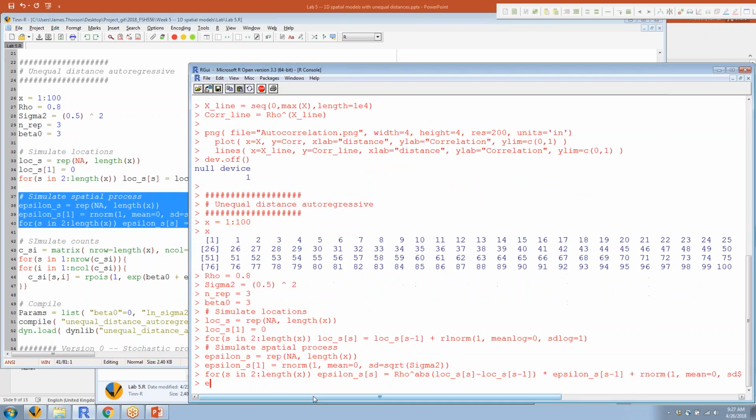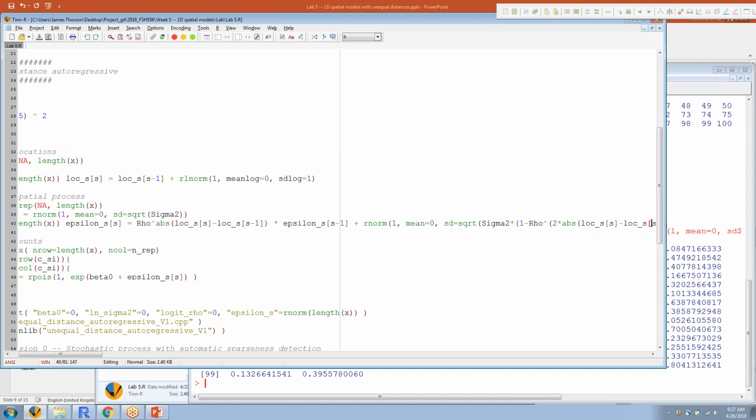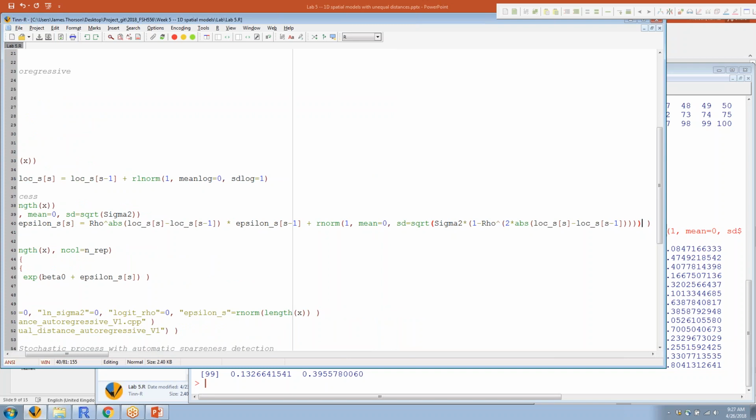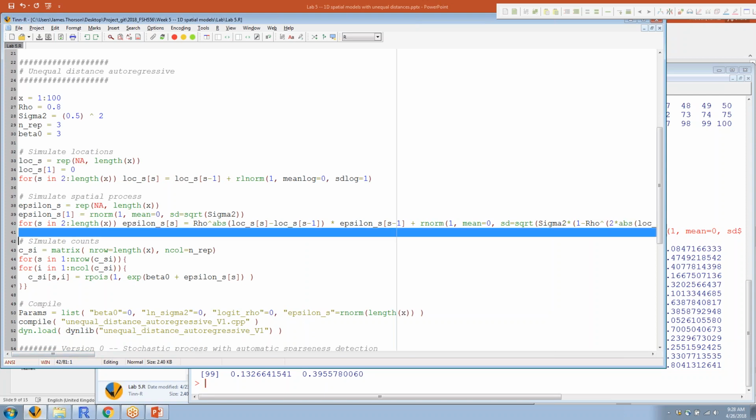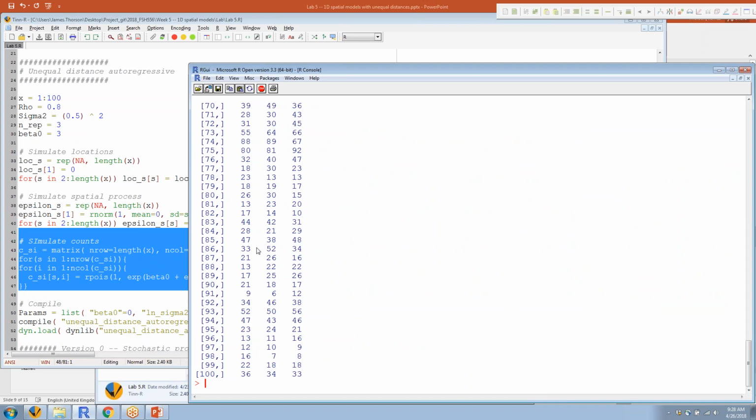And then I simulate the random effect from the equation we were looking at before. So rho to the distance times the previous random effect value, and then a new random portion that's mean centered with variance equal to sigma squared times 1 minus rho to the 2 times the distance. That's just taken from the formula in the slide. And then I simulate replicated counts, 3 counts per site.